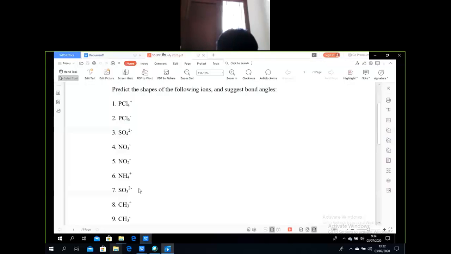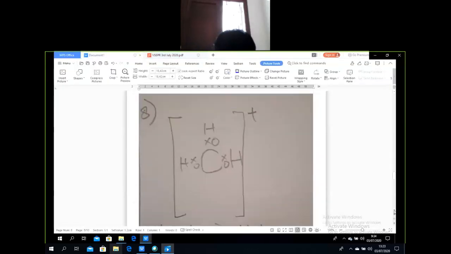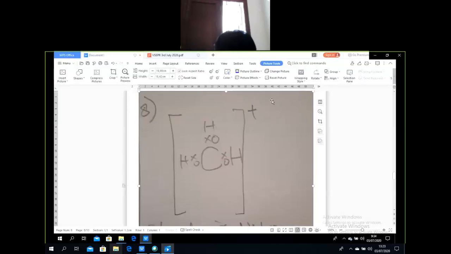And then there is CH3 positive. CH3 positive, the diagram will look like this one. Okay, so there are 3 bond pairs because the 1 electron of the carbon has moved out, has undergone ionization. It lost an electron and became positive.